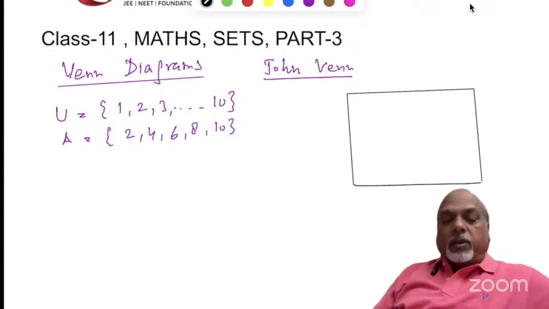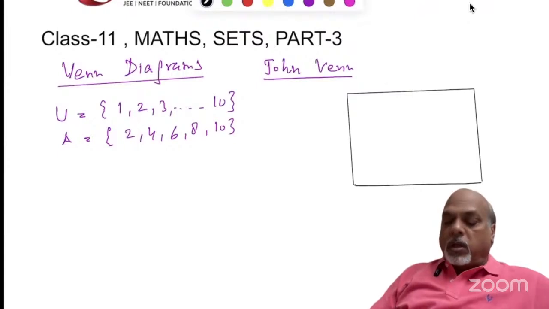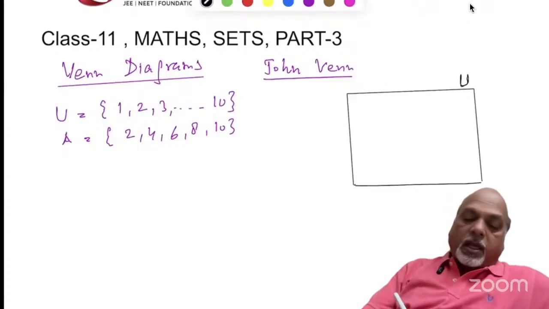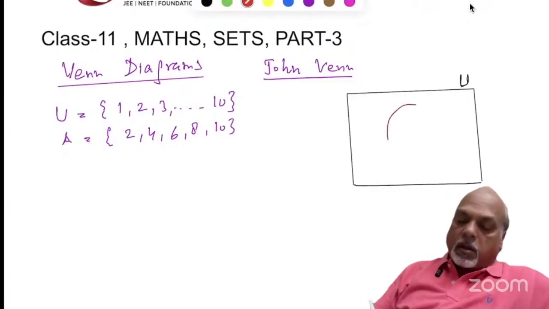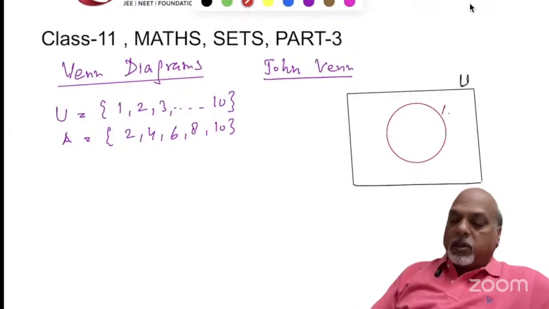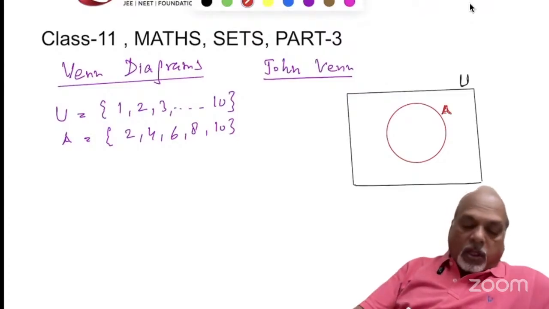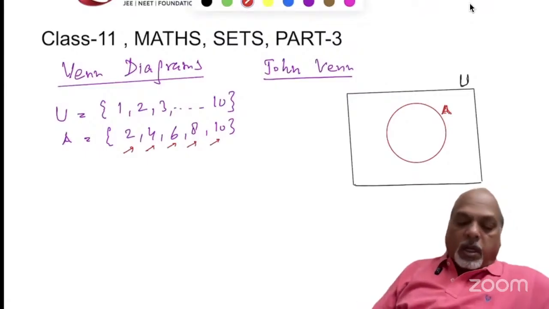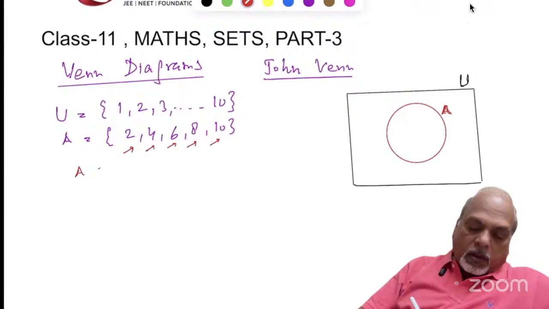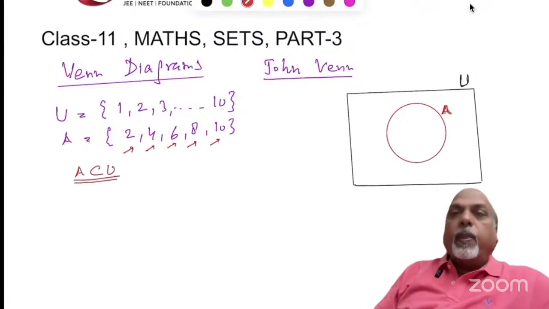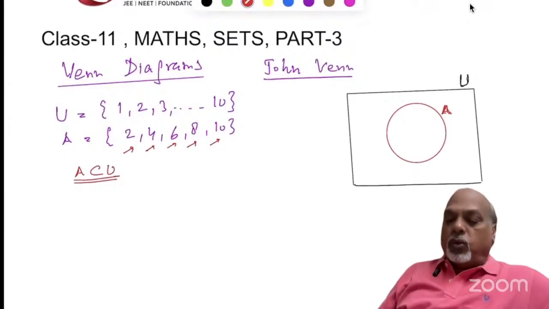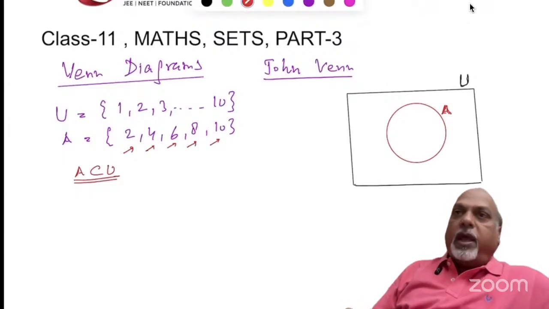Here, what is this? This rectangle shows your universal set, correct? Then we can make a circle. What is this? This is your set A, as all the elements belong to it. Here, basically, A is a subset of U.